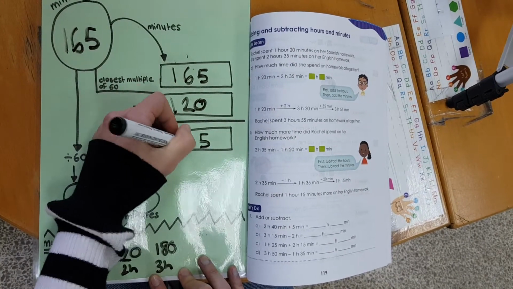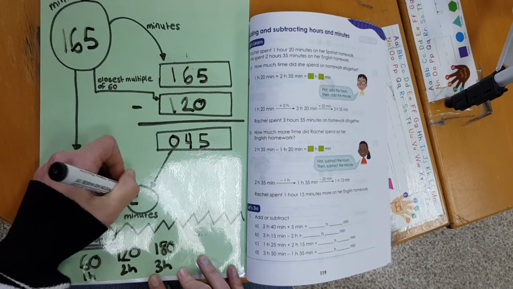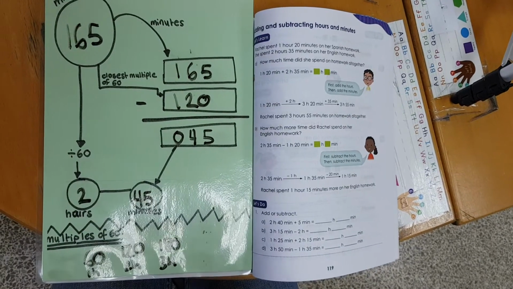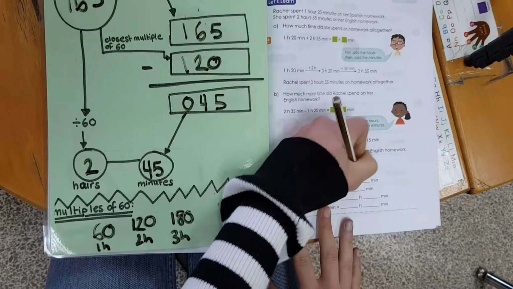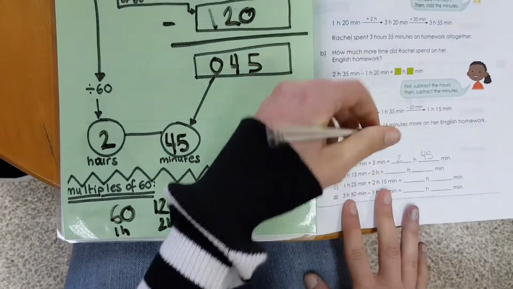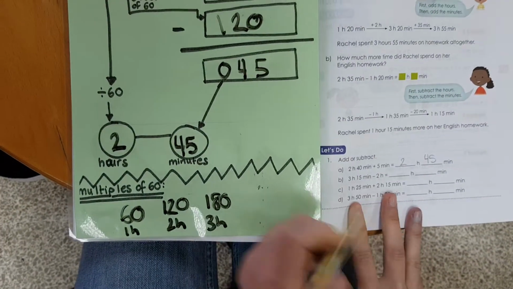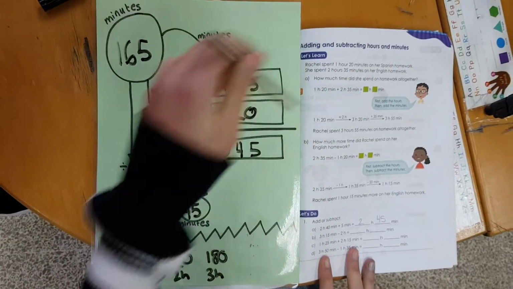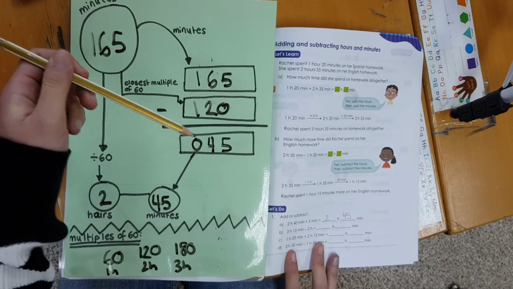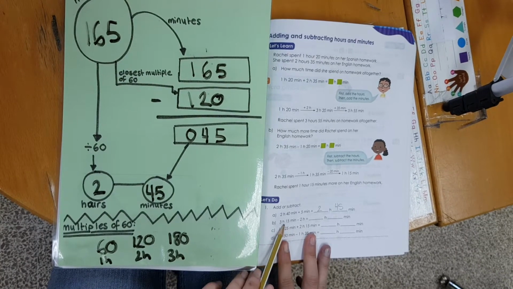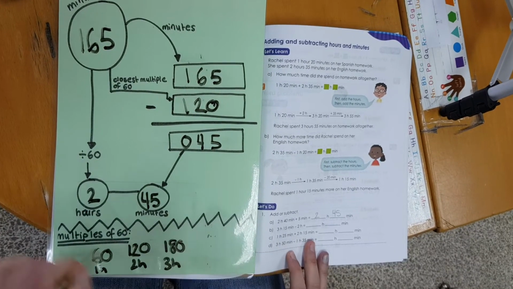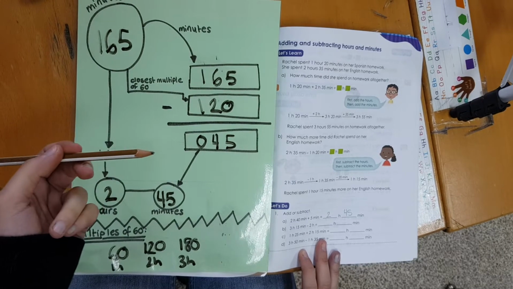6 take away 2 is 4. So that means it's 2 hours and 45 minutes. Now, I know this is a super long process for something that I know you could have done mentally, but it's important to practice this way of doing it. I wanted to show you the way, because later on, when you have regrouping, you are going to find it tough to solve it unless you change into minutes first.